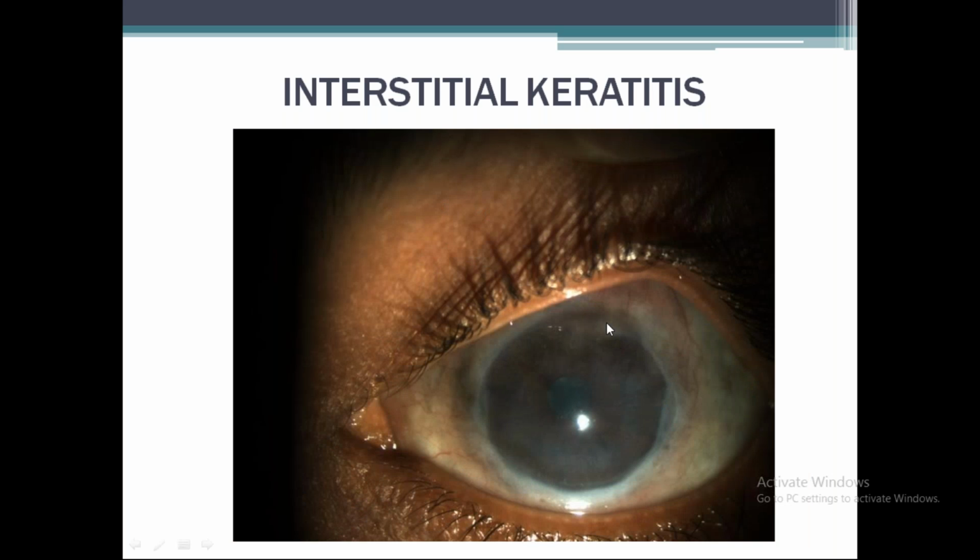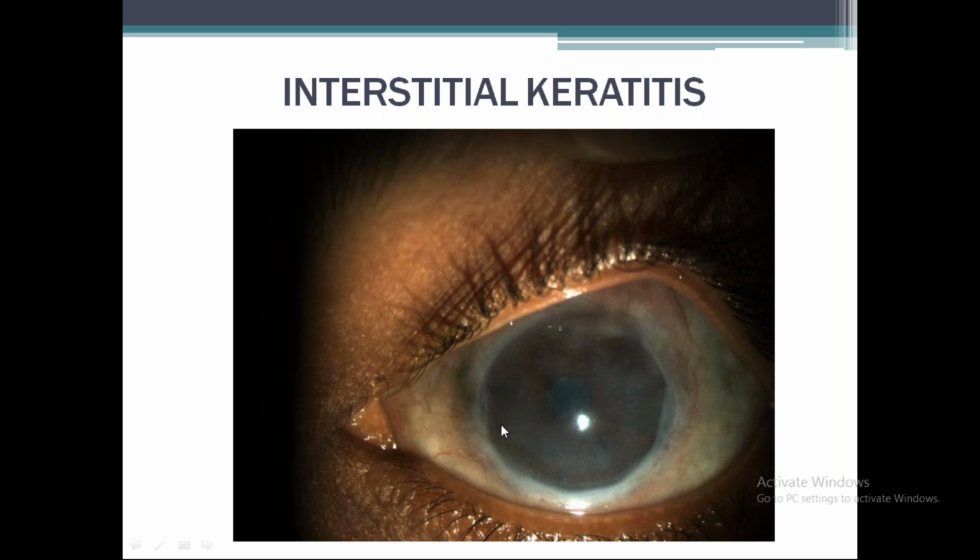Next, coming to cornea, interstitial keratitis. You can see here, this is an example of interstitial keratitis. Cornea has 5 layers or 6 layers, you can say now: anterior epithelium, Bowman's membrane, stroma, pre-Descemet membrane, Descemet membrane, and endothelium. So when the stromal tissue is involved, or haziness of the stroma is present, then you call it interstitial keratitis.